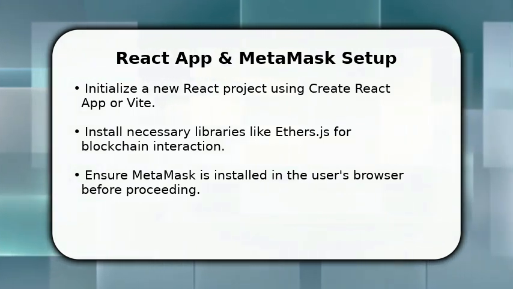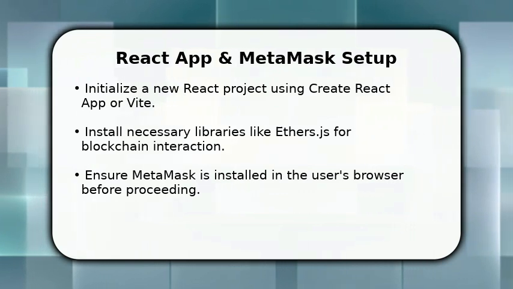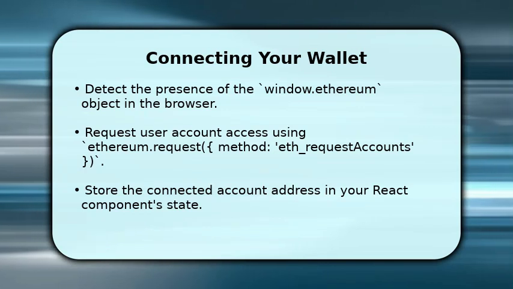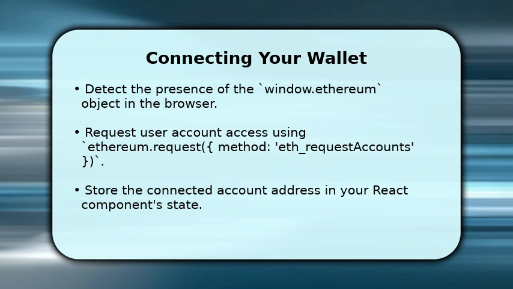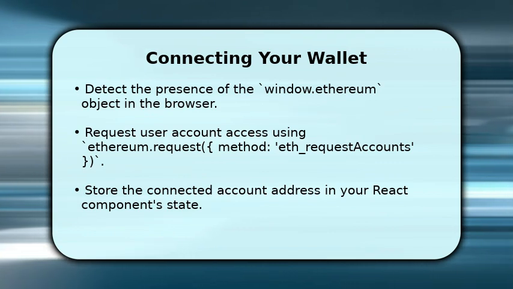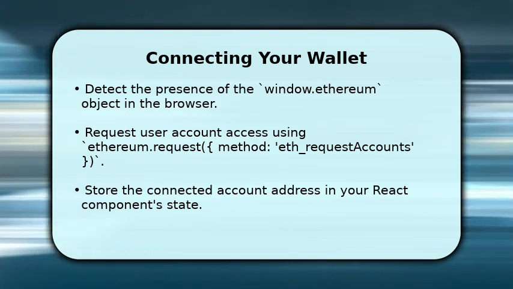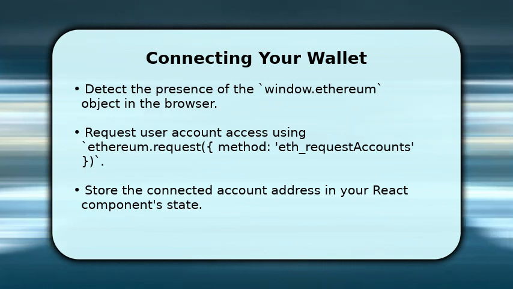We will then create a specific React component to manage all the connection logic. To connect, first check for the window.ethereum object, which MetaMask injects into the browser. If present, you can then request the user's accounts. This action will prompt MetaMask to ask for permission to connect. Once approved, store the returned account address in your application state. Remember to implement error handling for instances where the user might decline the connection request.